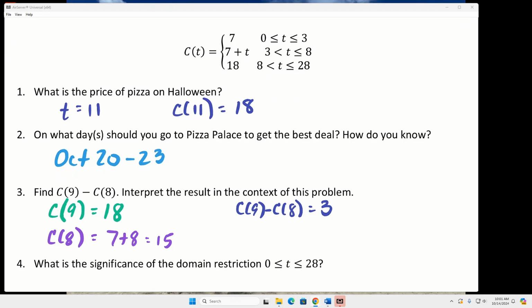Not for a piece of pizza. That would be a really good deal if it was a $3 large pizza. So it's $3 cheaper to buy it on T equals 8 than T equals 9. So buy it on the 28th instead of buying it on the 29th.